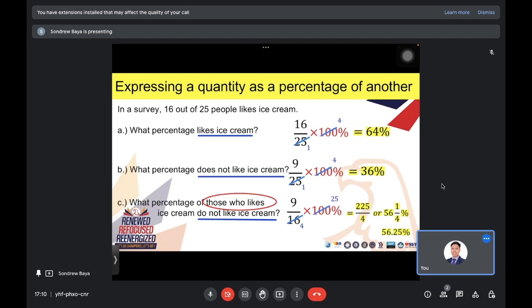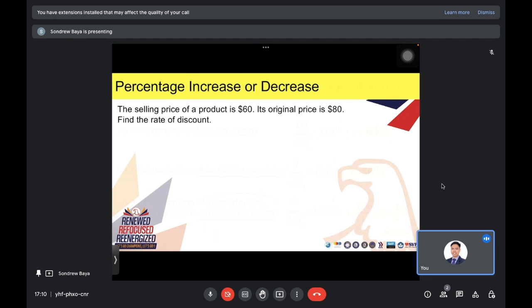Okay? Now, going back to the concept of percentage increase or decrease, we could also apply the same thing. For example, the selling price of a product is 60. Its original price is 80. So find the rate of discount. So if you try to analyze this, the original price is 80, but then it is being sold at 60. So the price drops. Since it drops, therefore this is a percentage decrease.